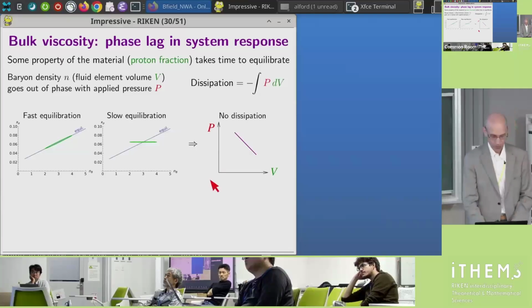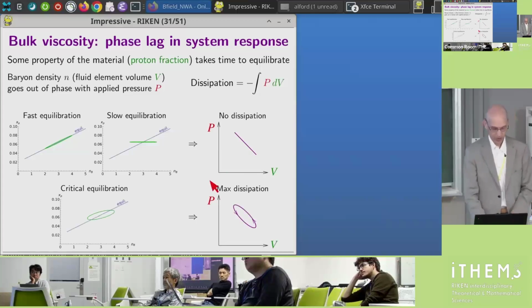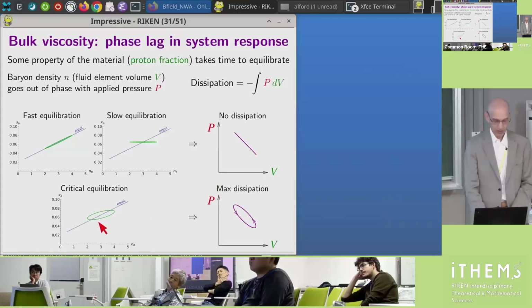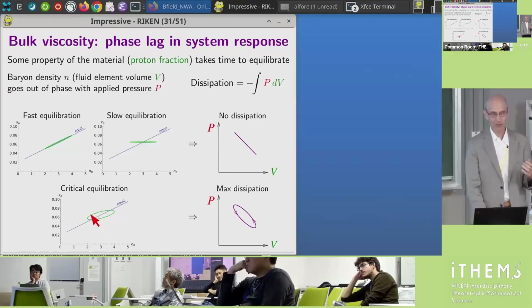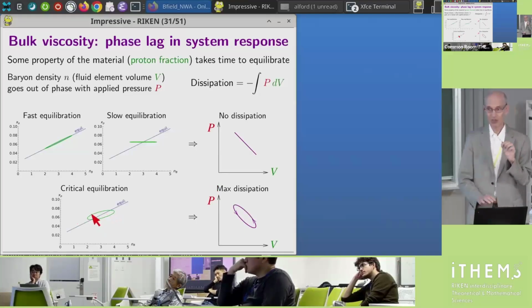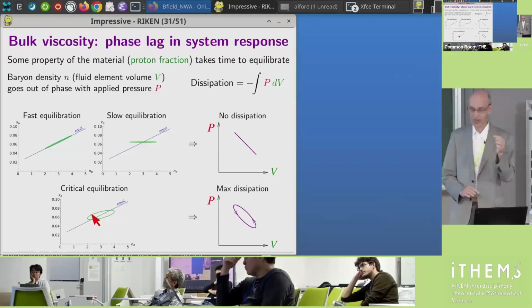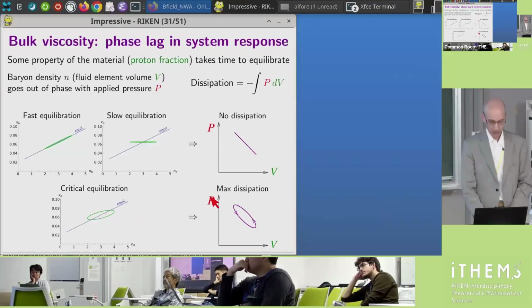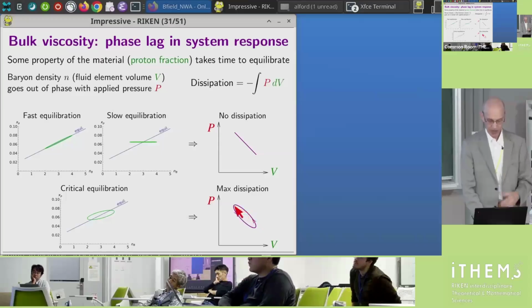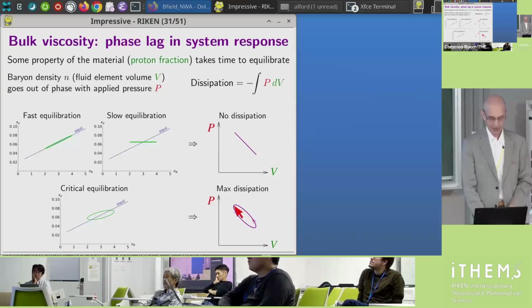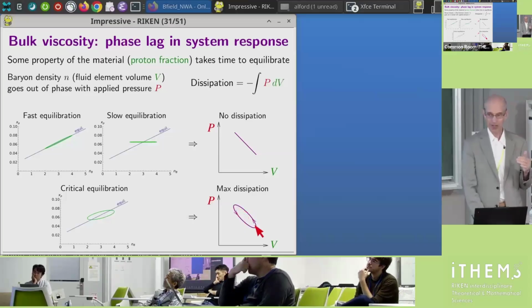Now, what if we're in critical equilibration? In critical equilibration, in density-proton fraction space, the fluid element is tracing out this loop. And since the pressure is a function of proton fraction as well as density, right? If you change the proton fraction at a given density, in general, you change the pressure. So that means this fluid element in pressure-volume space is also tracing out a loop. Okay, when you compress it, you increase the pressure and decrease the volume. And if you then ease off and let it expand again, the pressure goes down and the volume goes up, but it doesn't go back along the same path that it followed when you were compressing it.